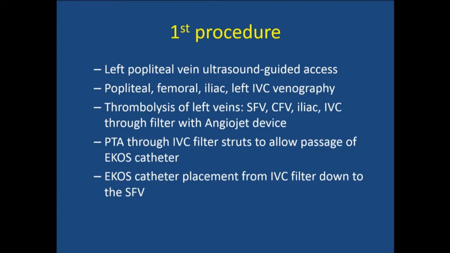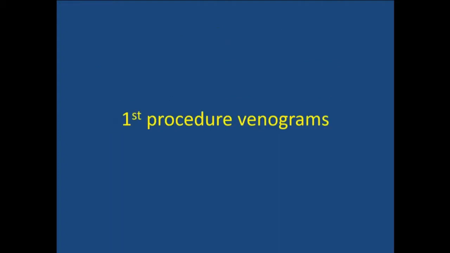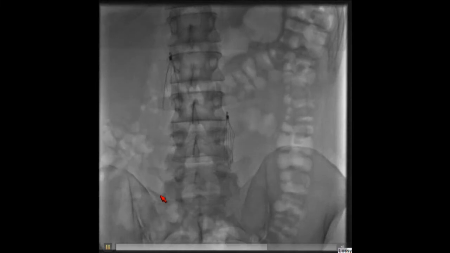So for the first procedure, we access the left popliteal vein with ultrasound guidance. I'll remind y'all that for the first two procedures, the venograms, the patient is prone, so his left side is the left side of the screen as well. We do venography and thrombolysis with AngioJet and EkoSonic (ECOS), and have to balloon through the struts of the left-sided IVC. So we'll look at the venograms here. This is first a scout image showing the IVC filters on both sides. And again, the left side of our screen right now is the patient's left side as well.